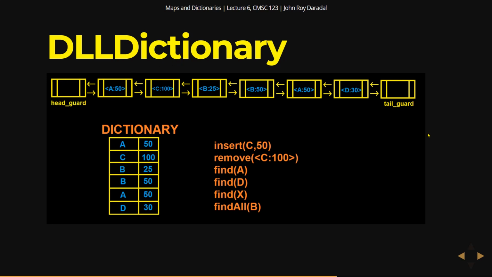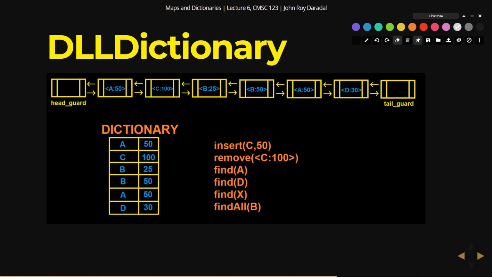Okay. So similarly, we would use the DLL, right? You still have the head guard and the tail guard, the sentinels here, the DLL nodes, and each DLL node has an item which is the entry. So you have the A50, C100, B25, B50, and so on. Okay, so this is the DLL dictionary. Let's see what will happen for each of these methods listed here.